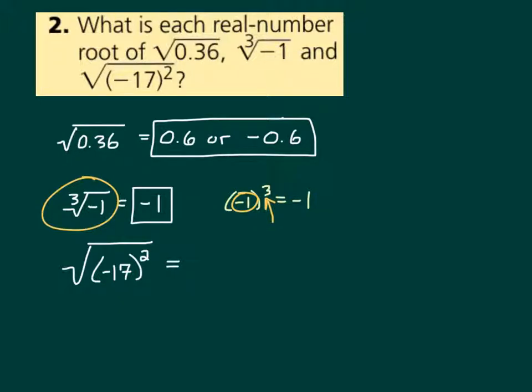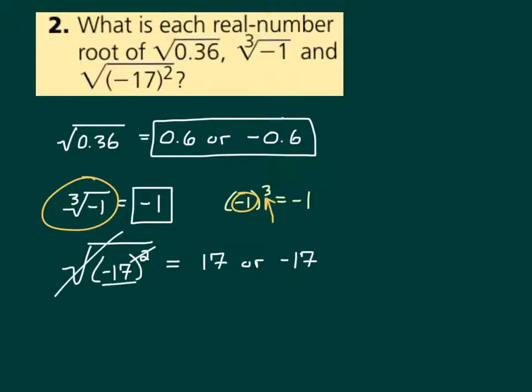We could say 17 or negative 17. When you have this situation, the square root of something squared, you can just get rid of the radical and the exponent. You get negative 17.